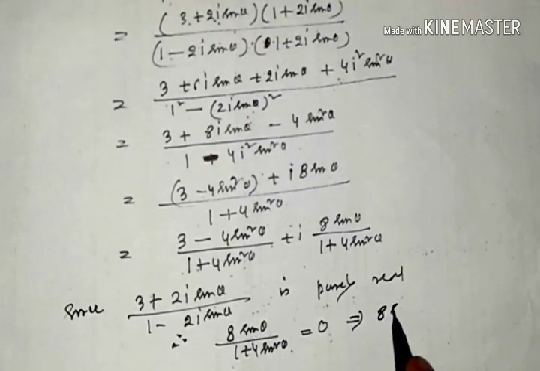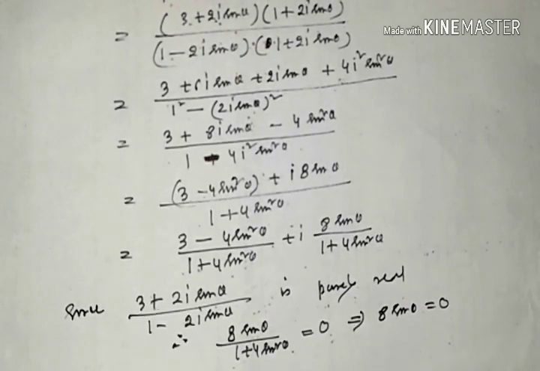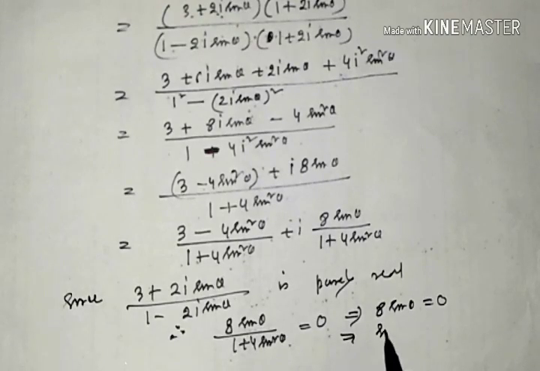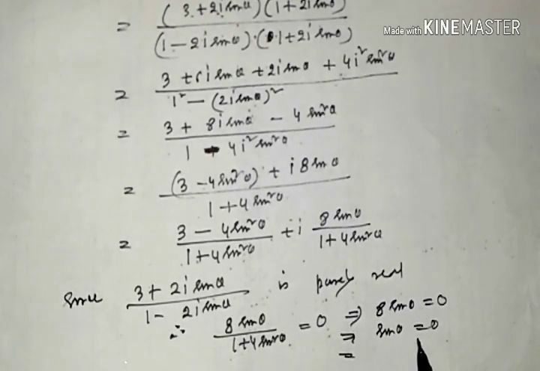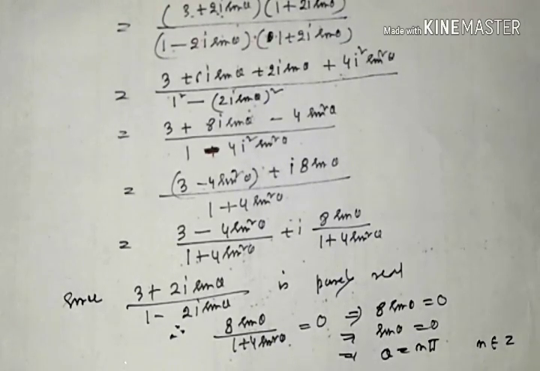This implies 8 sin theta is equal to 0. This implies sin theta is equal to 0. We know if sin theta is equal to 0, then the value of theta is n pi, n belongs to Z. Therefore, this is the value of theta.